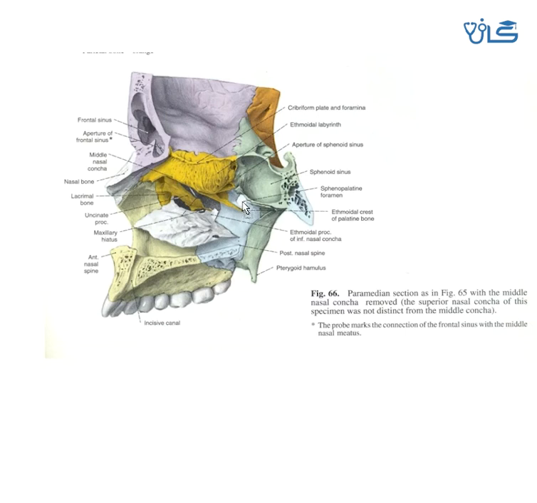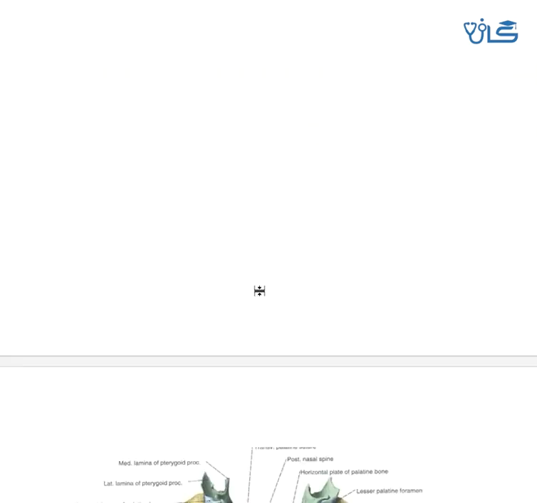In this figure, you can see the sphenopalatine foramen. This one is the sphenopalatine notch of the vertical plate of the palatine bone. This notch is changed to a foramen by articulation with the sphenoid bone.